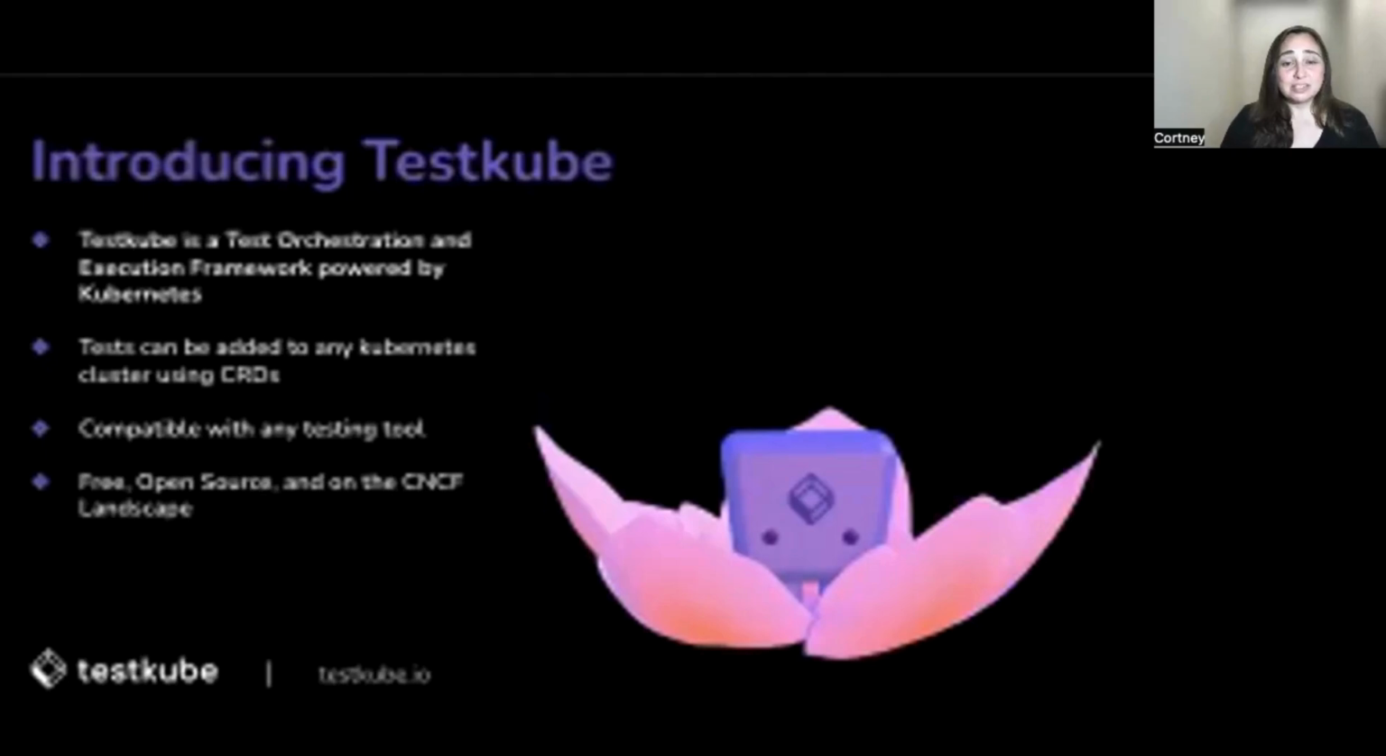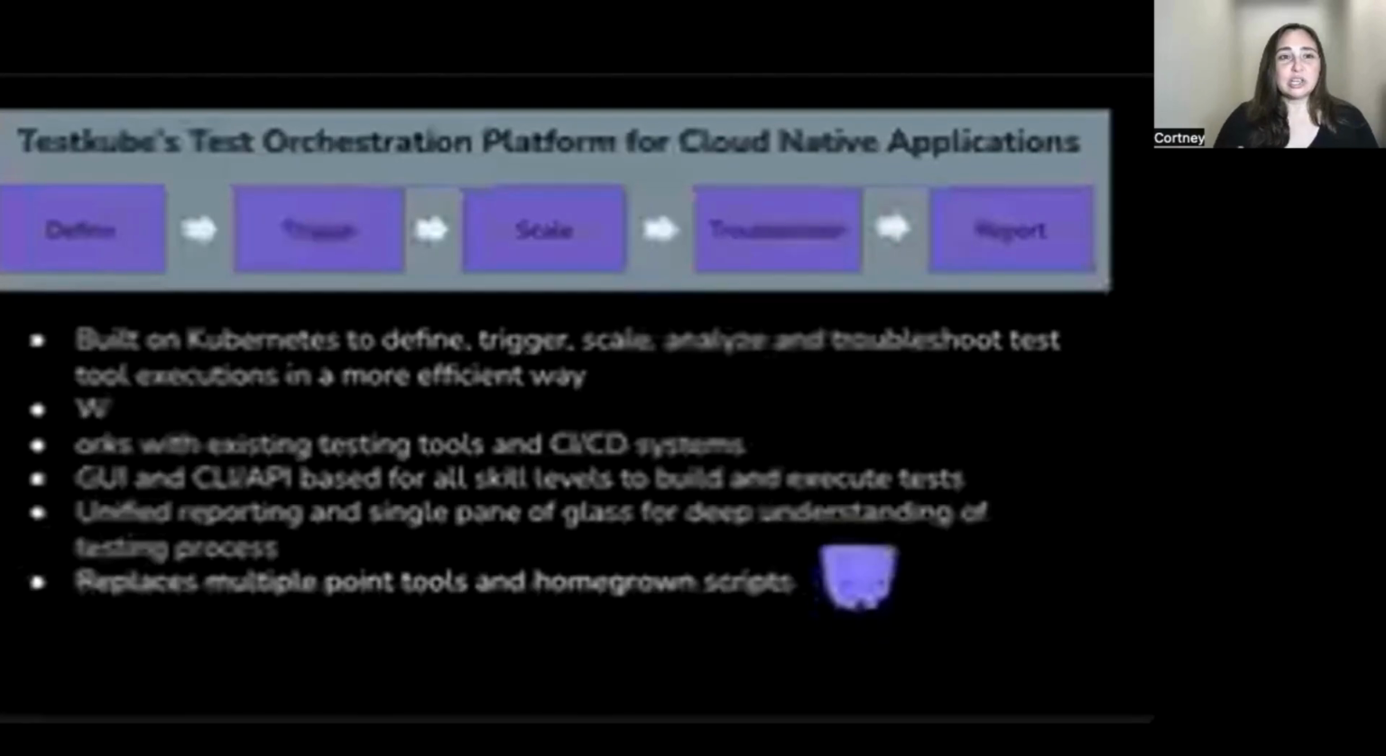It's compatible with pretty much every testing tool out there. And its main component, which is an agent that deploys to your Kubernetes cluster, is actually free and open source. And it can be all found on the CNCF landscape as well as on GitHub. So how does TestCube go about doing all of this?